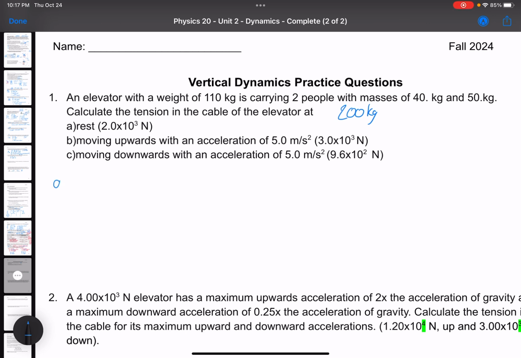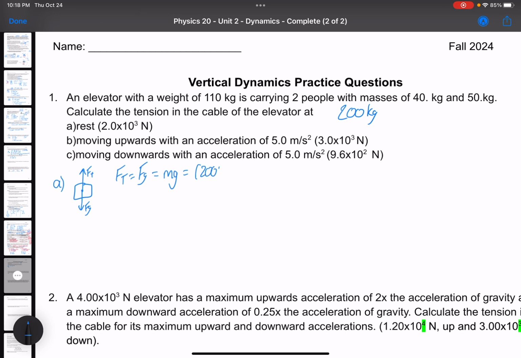So in part A, if it's at rest, the force of gravity is acting on this elevator, and then it's at rest, so I have an Ft. Now I know that my force of tension must be equal to my force of gravity, or else this thing would be accelerating. If the two weren't equal, it would be accelerating. But since it's not, they have to be equal.